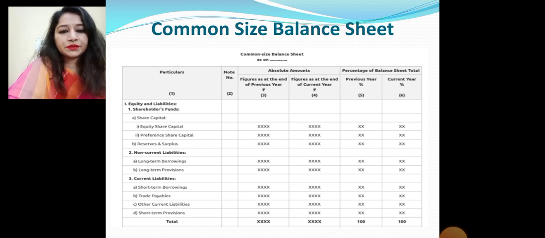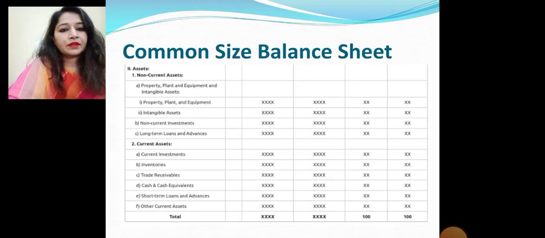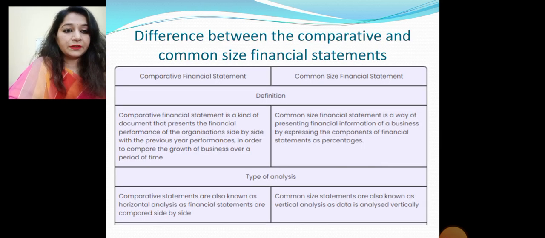First, the shareholders' funds. Second, non-current liabilities. Third, current liabilities. And assets: firstly non-current assets, that is fixed assets, tangible and intangible, both should be noted down first, and after that current assets, total, and percentage change of previous year and current year.